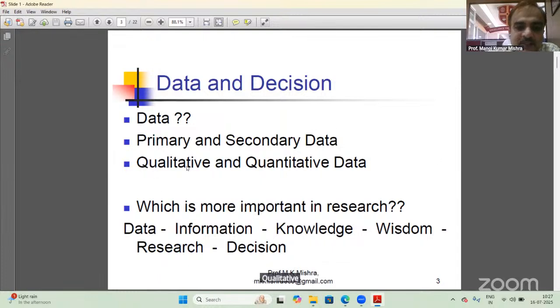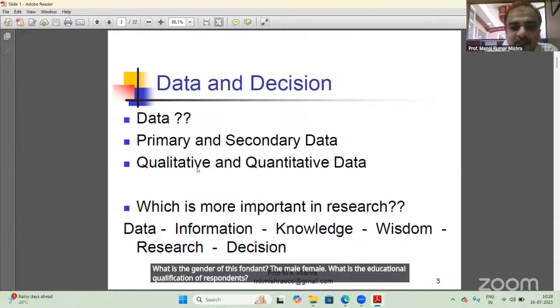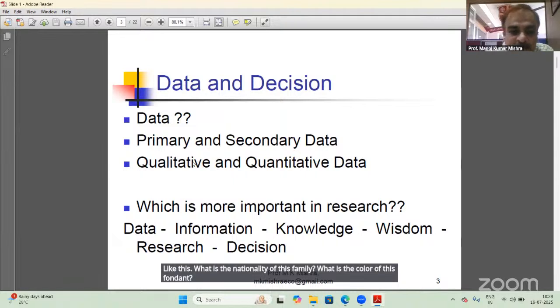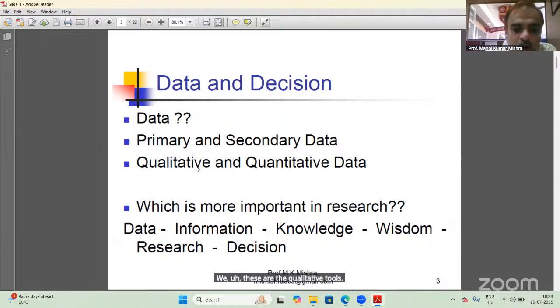Qualitative data means gender of respondent, educational qualification of respondent, region of respondent, whether the respondent belongs to rural areas or urban areas. What is the gender of respondent, male or female? What is the educational qualification of respondent? What is the nationality of respondent? What is the color of respondent? These are the qualitative. What is the honesty, beauty, like this? These are the qualitative data.